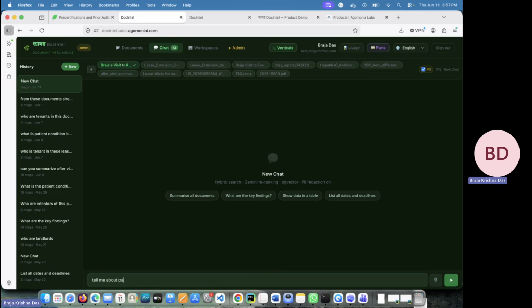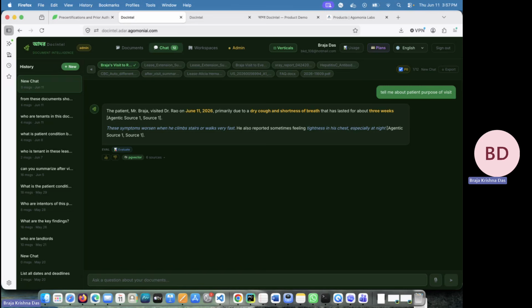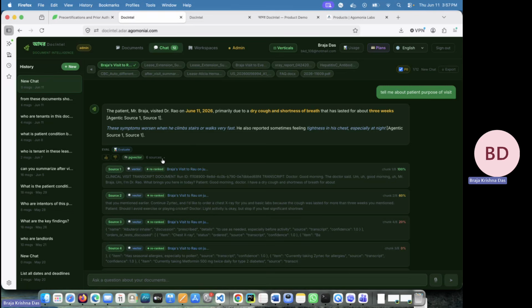about the patient's purpose of visit. I select that document and I ask some questions, right? See, so now it is ready. It says that the patient, Mr. Braja, visited Dr. Rao primarily due to dry cough and shortness of breath. If you want to look at the source, it is vectorized.